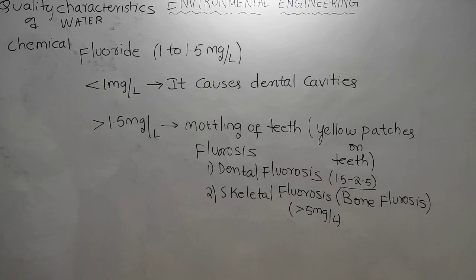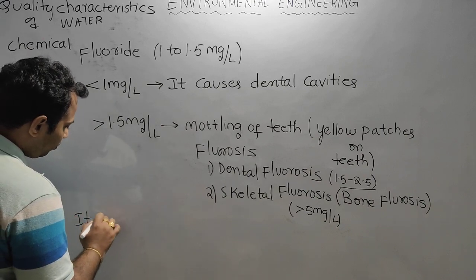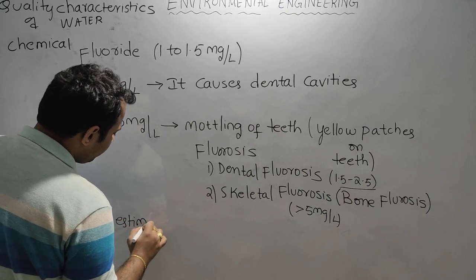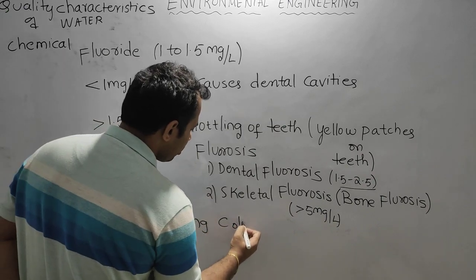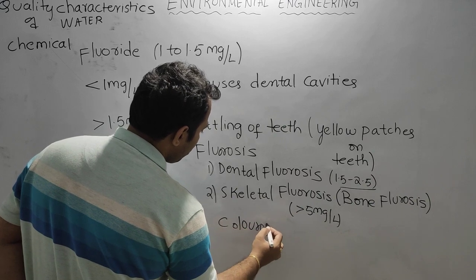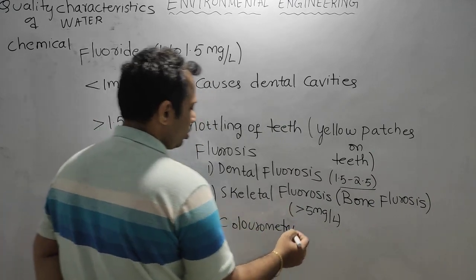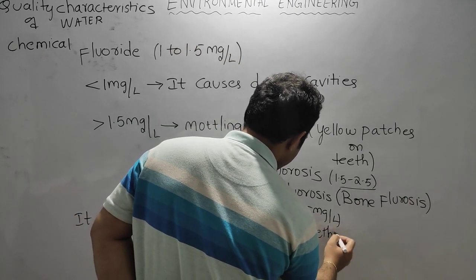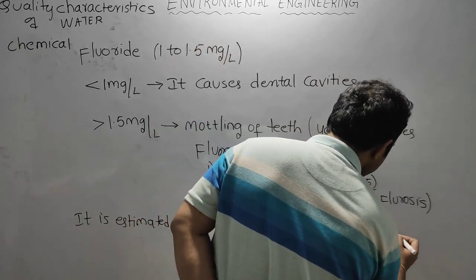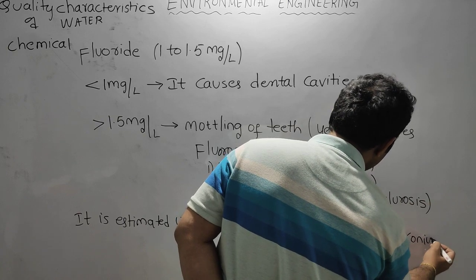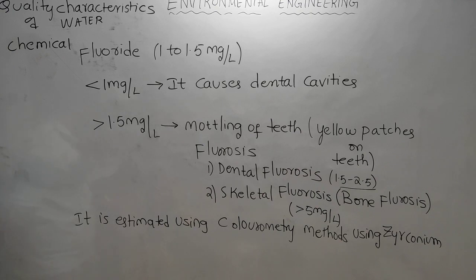Next, fluoride is estimated using the colorimetry technique, colorimetric methods using zirconium. So this is all about fluorides.